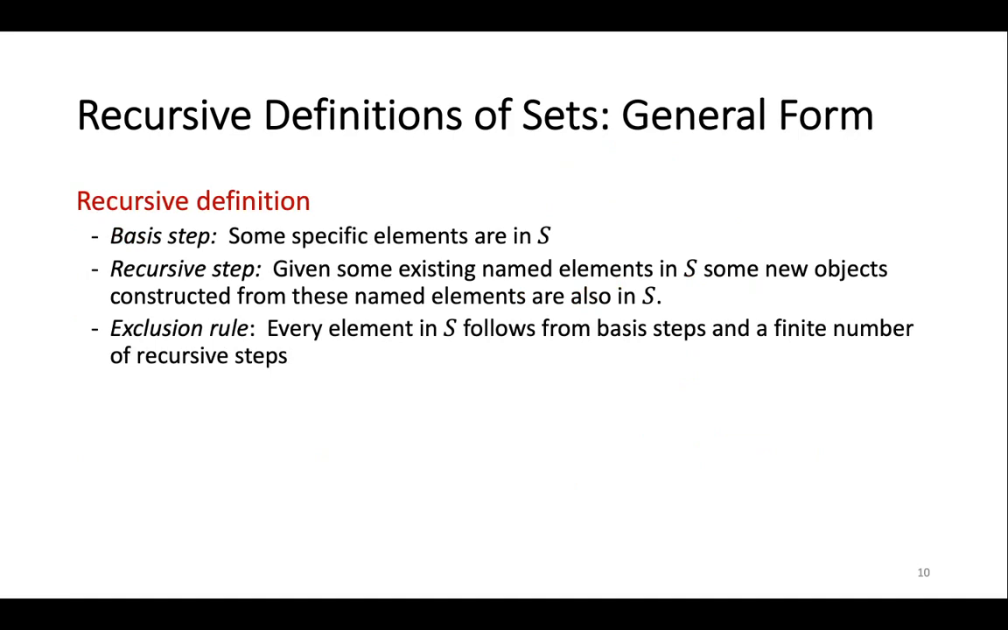And we have this general form to define a set using recursive definition. We need a base step: some specific elements are in S. Next, the recursive step: given some existing named elements in S, some new objects constructed from these named elements are also in S. Finally, we have the exclusion rule: every element in S follows from the basis steps and a finite number of recursive steps.